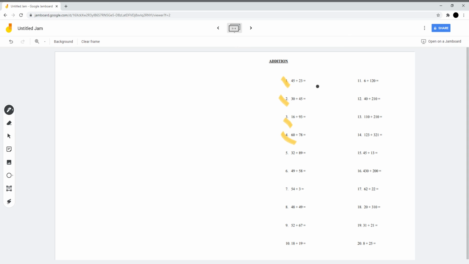Addition. 5 plus 3 is 8. 4 plus 2 is 6. The answer for number 1 is 68.